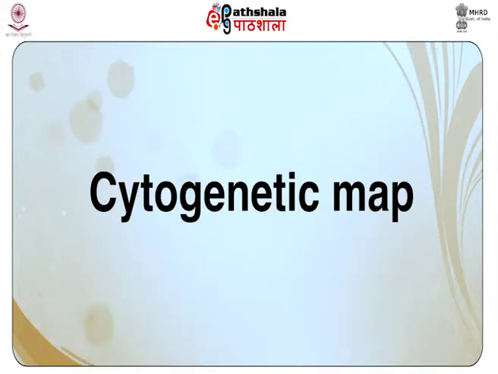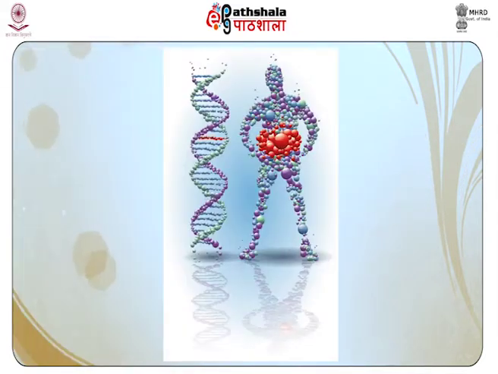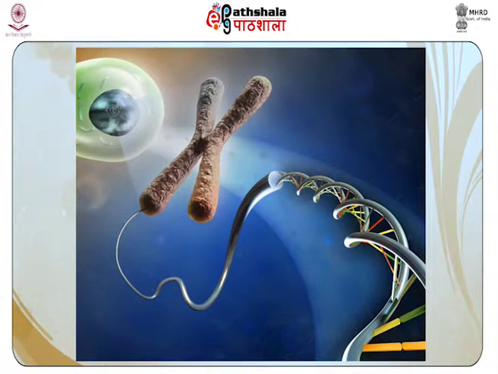Now we will learn about the cytogenetic map. Genetics is a branch of biology that studies the science of genes and heredity. Genes correspond to regions of the genome, which is made up of DNA. DNA is packed in small organelles called chromosomes for proper segregation of genetic material. Cytogenetics refers to the microscopic analysis of chromosomes in individual cells.